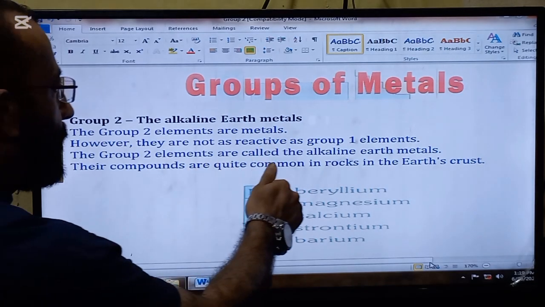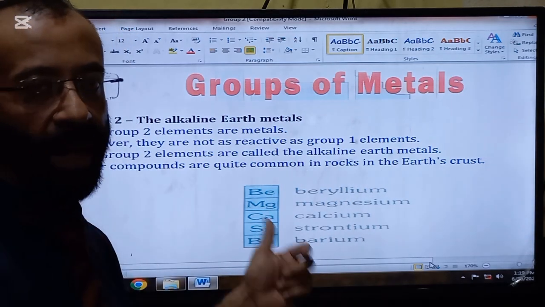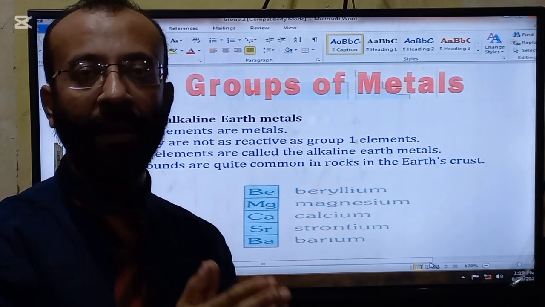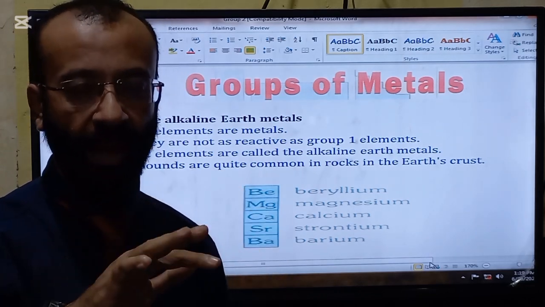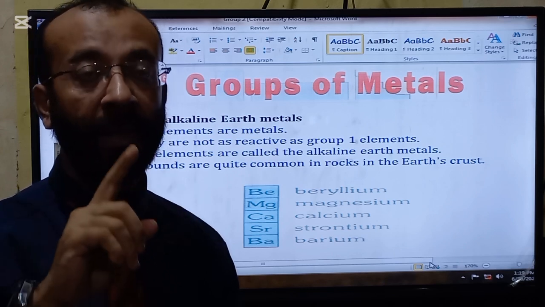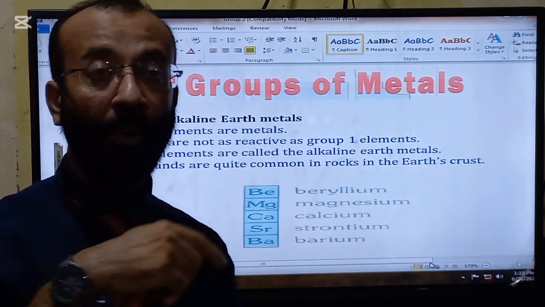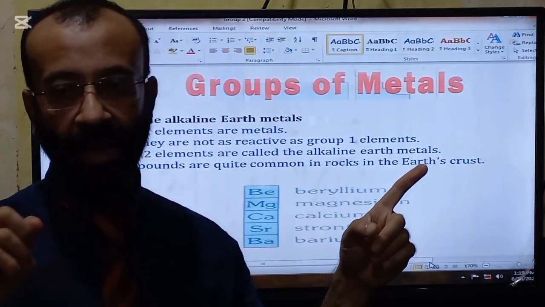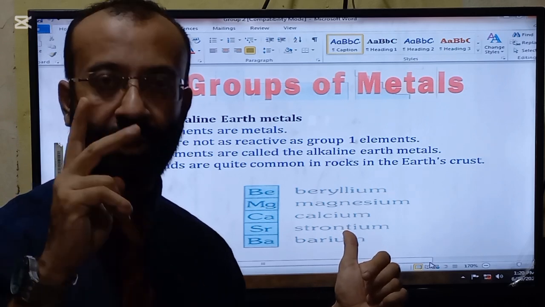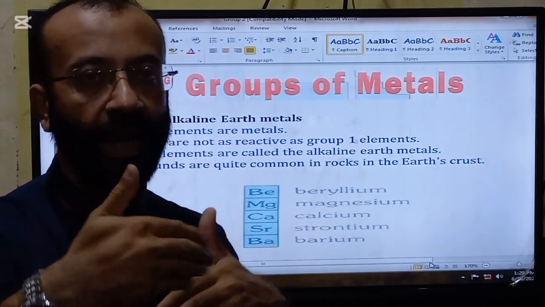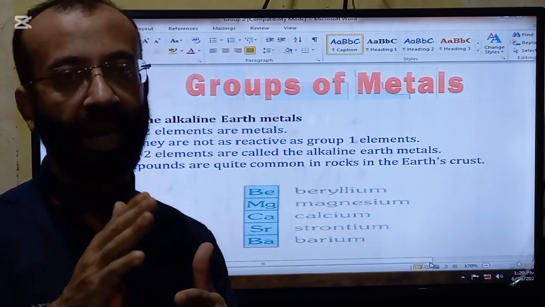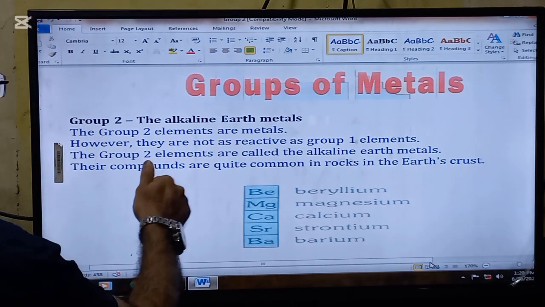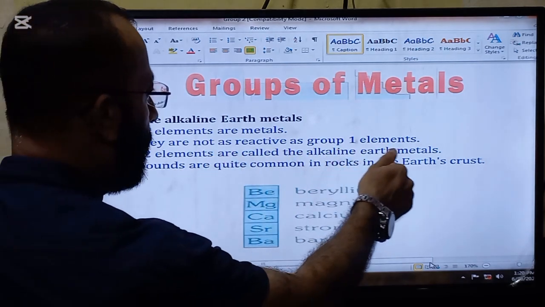However, they are not as reactive as group 1 elements because they have 2 valence electrons in the outermost shell, whereas the group 1 metals have one valence electron in the outermost shell. So group 1 metals are more reactive as compared to group 2 metals. The reason is that group 1 has one valence electron and group 2 has 2 valence electrons. To get rid of one valence electron is much easier as compared to 2 valence electrons. So this is the reason. This is the point to remember. They are not as reactive as group 1 elements.